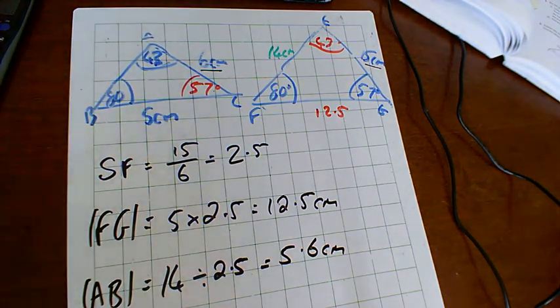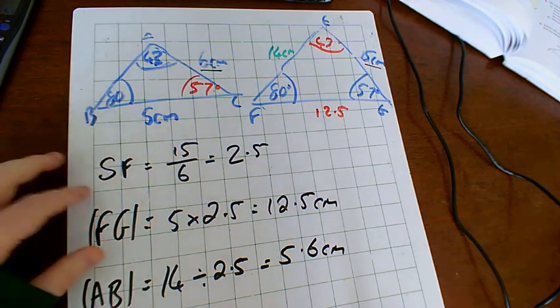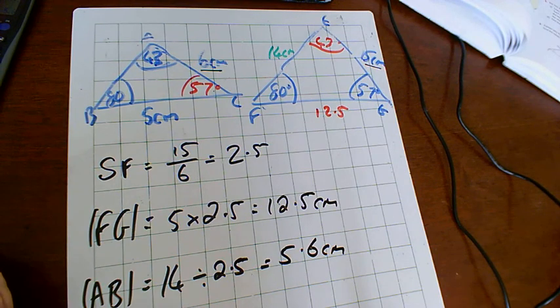So that's similar triangles. You show the angles, the three angles will be the same in the triangles, and you just have to find a corresponding side that you've got both the values of. Find what proportion that side has been multiplied by. I call it the scale factor, you don't have to. And then either multiply or divide to find the missing sides.